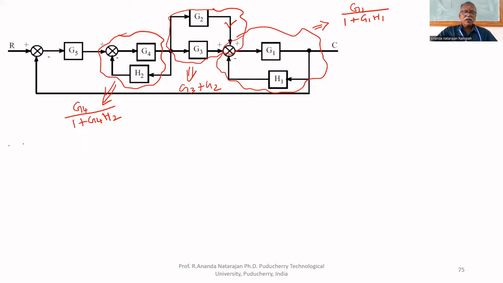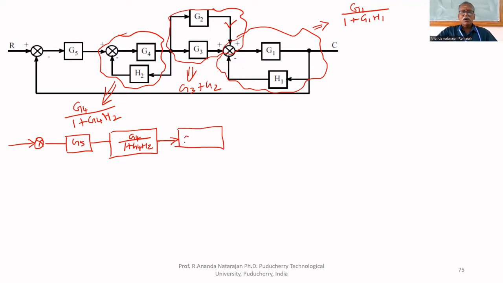Now, the block diagram can be reduced to G5, G4 upon 1 plus G4H2. These two are parallel blocks. That's why G3 plus G2. And this is feedback. That's why we can write G1 upon 1 plus G1H1.